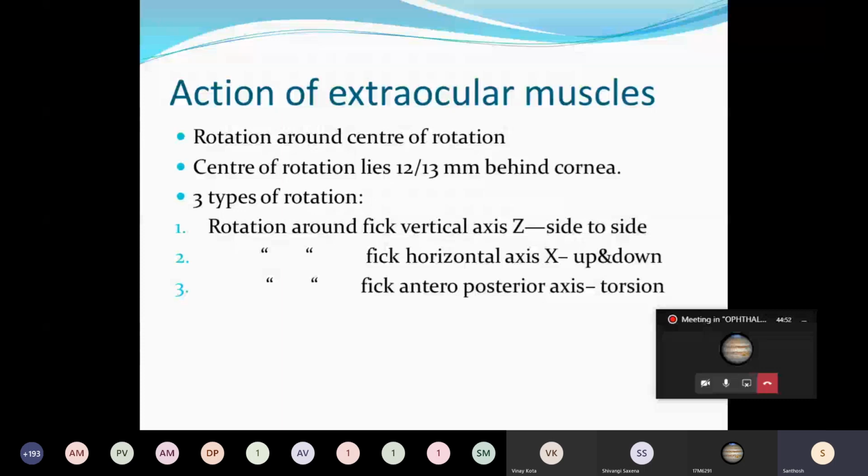There are 3 types of rotations, as I told you earlier. Along the vertical axis, you have the medial rotation and lateral rotation. Along the horizontal axis, you have elevation and depression. Along the anteroposterior axis, you have torsional movements, that is intorsion and extorsion.